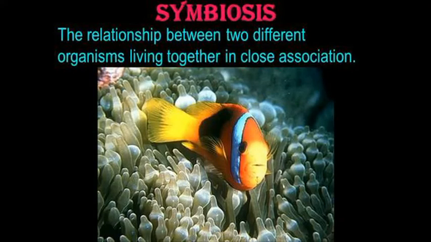The fourth heterotrophic mode of nutrition is symbiosis or symbiotic relationship. Some organisms live together and share shelter and nutrients. This is called symbiotic relationship. So we can define symbiosis as the relationship between two different organisms living together in close association.